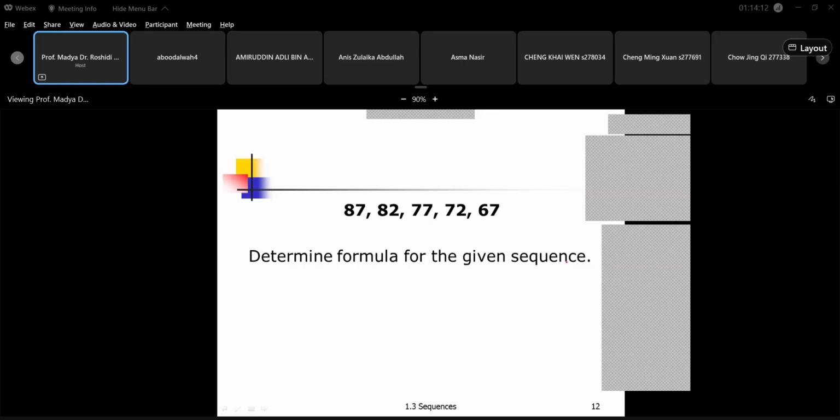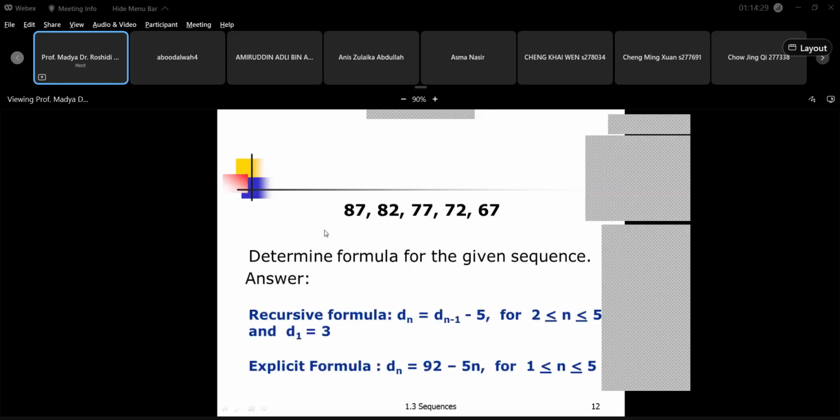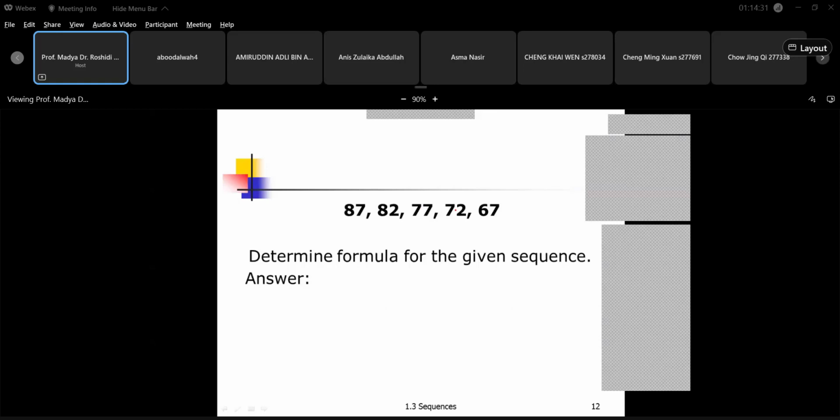So it means we don't know whether this is recursive or explicit. Luckily, this value actually can represent both formulas, explicit and recursive. How? Okay, sorry. Now we look at the pattern. We know the starting point, we know the ending point. So we look at recursive first.